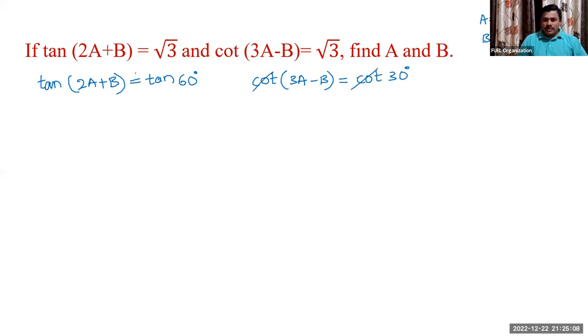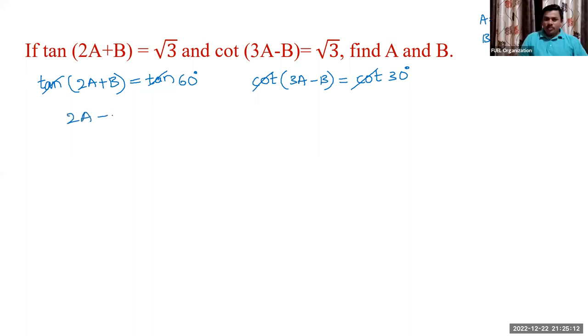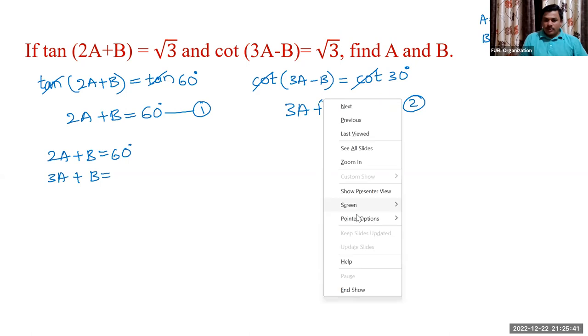So cot gets cancelled over here. And A 18, B 20. Yes, here you will get again the pair of linear equations. Both the equations you can solve. 30 degree. This is your equation 2. And the previous one is your equation 1. Both the equations you can solve by using pair of linear equations. 2A plus B is equal to 60 degree. And next is 3A plus B is equal to, sorry, it is minus B. Small correction over here. Just a moment.